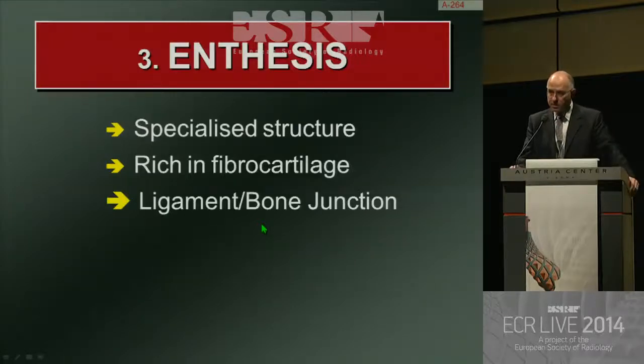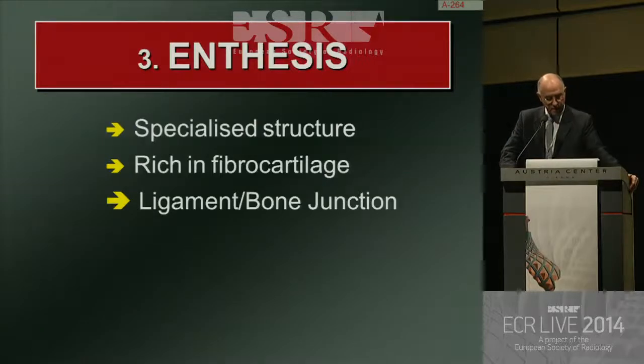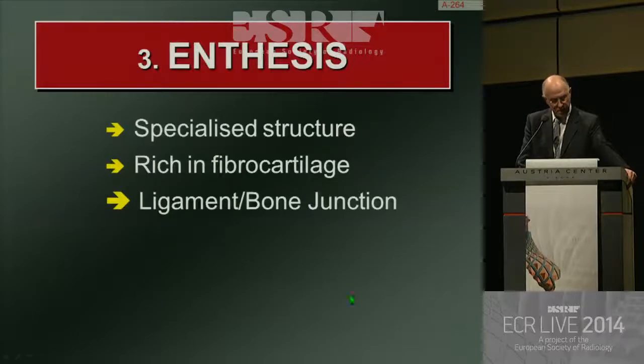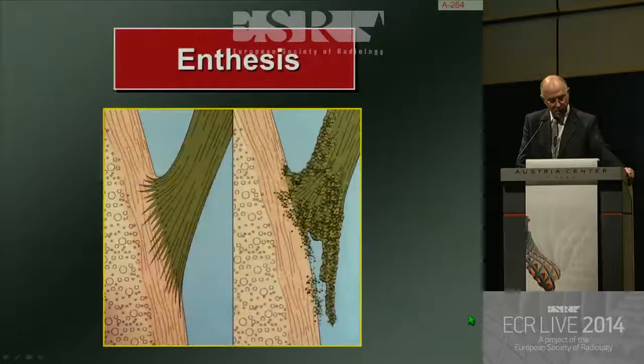Which brings us very nicely to the last topic, which is the enthesis. So we've said that the enthesis is the junction of the tendon and ligament as it inserts into bone. This is a very, very specialized structure, and by that we mean it's got definite histology, and what is important, it contains fibrocartilage. So any disease that attacks fibrocartilage is likely to manifest itself at the ligament-bone junctions, or the so-called entheses.